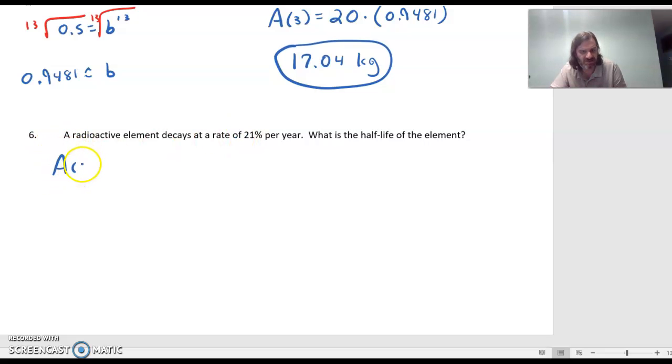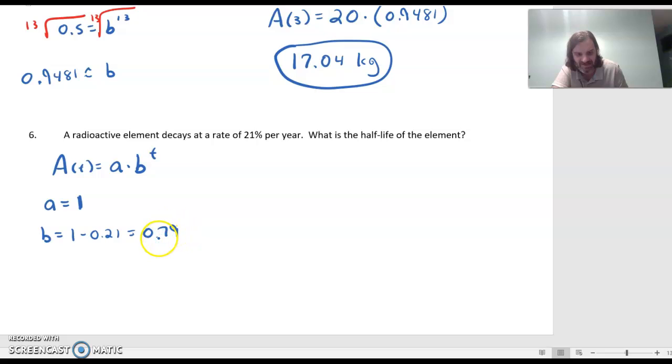The formula we're using is A of t equals A times b raised to the t. Something we don't have here is the little a, the starting amount. It's not mentioned in the problem, so let's just start with a unit of 1. And it says here that it decays at a rate of 21%. So we can say that as 1 minus 0.21. So I guess my b will be 0.79.